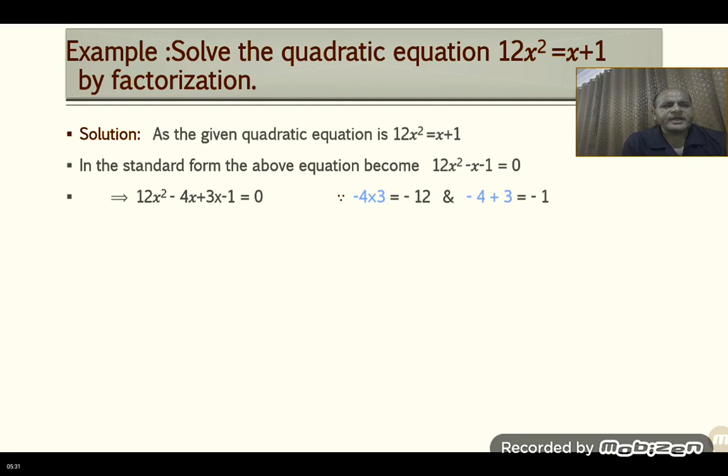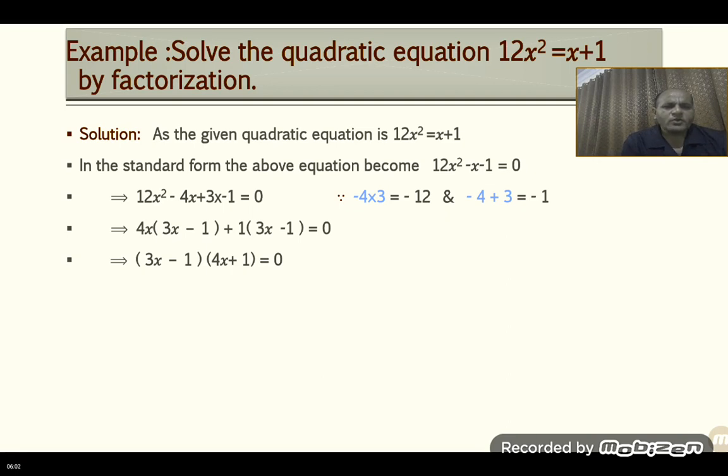So we have factorized the given quadratic equation into 12x square minus 4x plus 3x minus 1 is equal to 0. Now taking the common factors, we get 4x into 3x minus 1 plus 1 into 3x minus 1 is equal to 0. That is, again 3x minus 1 is a common factor, so we have 3x minus 1 into 4x plus 1 is equal to 0. Now how to solve this product?